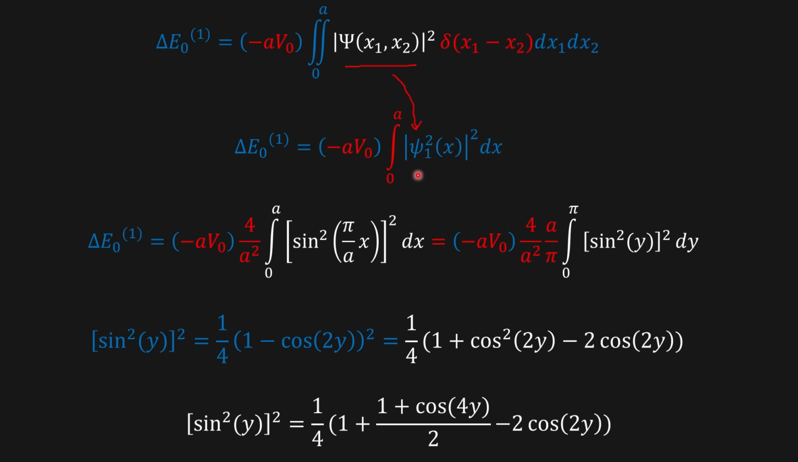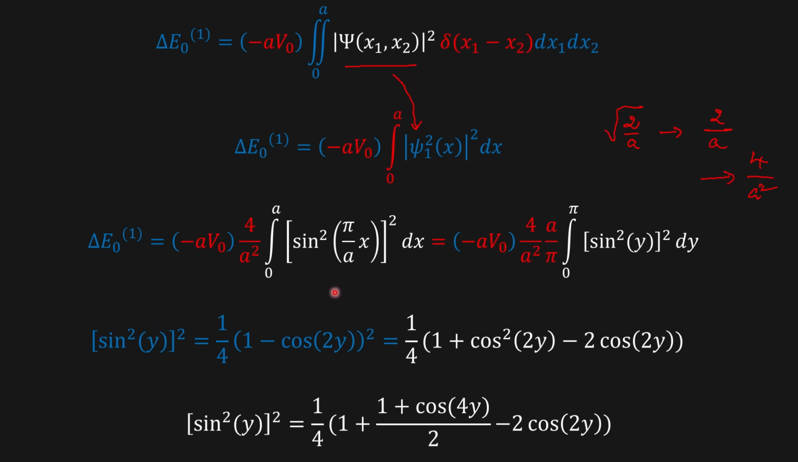Then we can rewrite this using the wave function. The normalization constant is square root of 2 over a. If you square it, you will get 2 over a, then another square is here, which will become 4 over a squared. So that's what I have written here: 4 over a squared and sine squared of pi by a x, whole squared, dx.